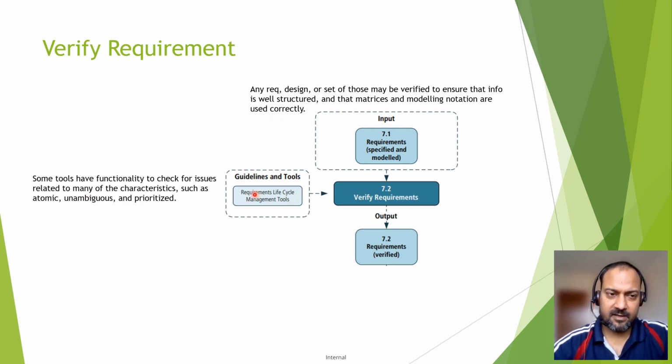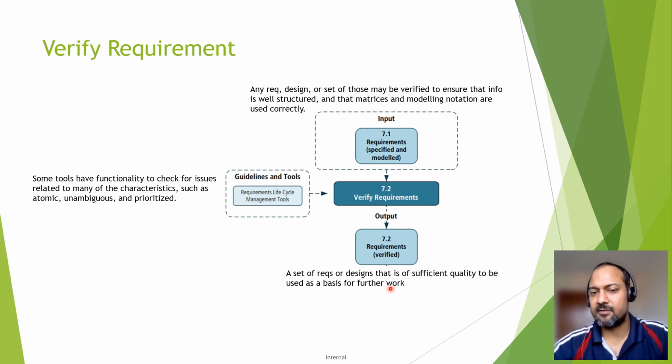The second input we have here is the requirements life cycle management tool. Some tools have functionality to check for issues related to many of the characteristics, such as atomic, unambiguous, and prioritized. A lot of organizations have their own customized tools, as well as commercial off the shelf tools, which provide this facility, or automated checks. And then we have requirements verified: a set of requirements and designs that is of sufficient quality to be used as a basis for further work.